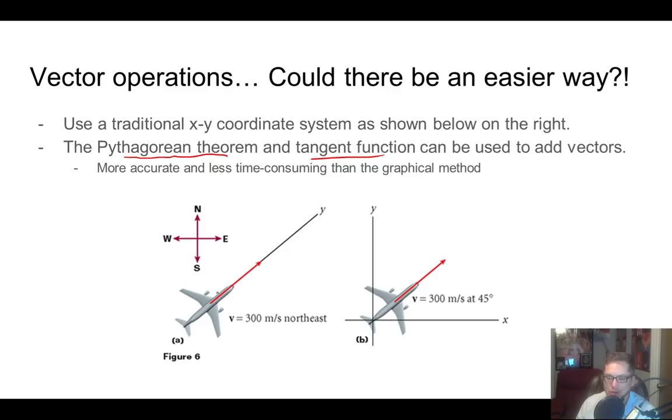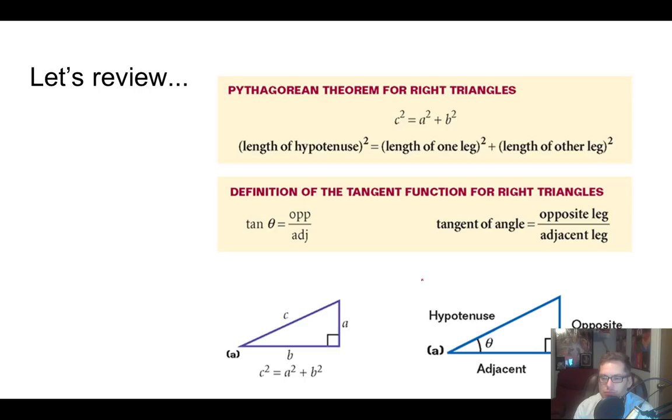Okay, so for example, here's an airplane. Okay, it's going northeast. There's our north and there's our east. It's going northeast at 300 meters per second. We can redraw this so we can work with it mathematically on an xy coordinate system. So we've got our airplane. It's 300 meters per second, so it's got the same magnitude, but it's at 45 degrees. So this angle right here is 45. Notice that we translated the northeast to 45 degrees. So go ahead and pause it and take a look at these. Make sure you memorize them.